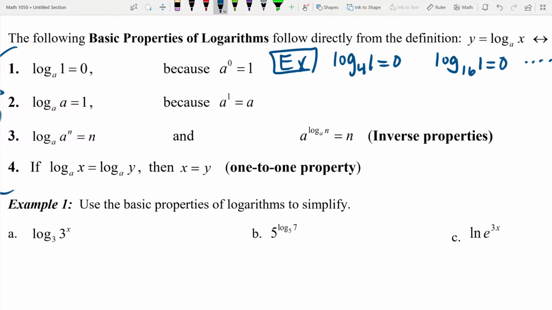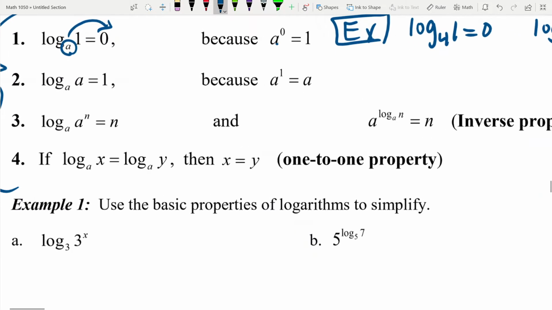But anyway, it's always 0. Why? Because look, if you convert it, you guys, you write the a down. You raise it to the other side, which is 0, is equal to 1. And that's true. A to the 0 is always 1. So the log base a of 1 is always 0. Okay? This one right here, rule number 2.